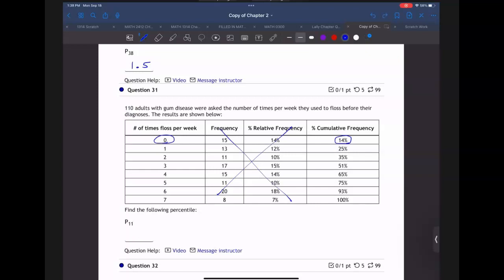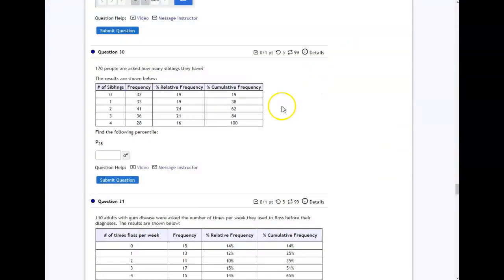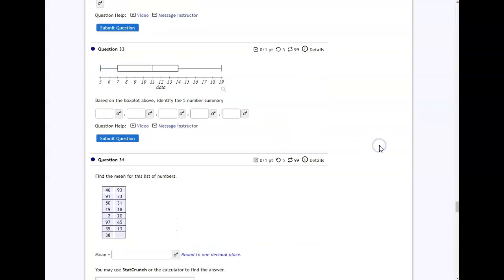So if it's in the class, you go directly over to that number, but if it's on the end of it, you go between. So if I said 14% or P of 14, then my answer would be between 0 and 1. But because 11 is within 0 to 14%, 11% is inside of there, it's going to be your 0 times per week. So those are those two.